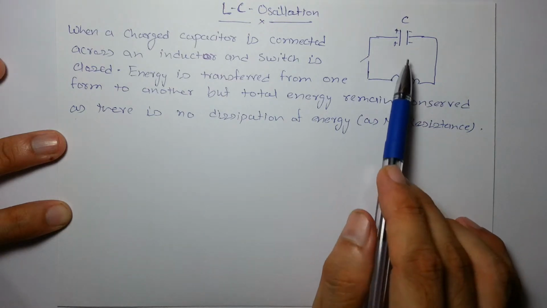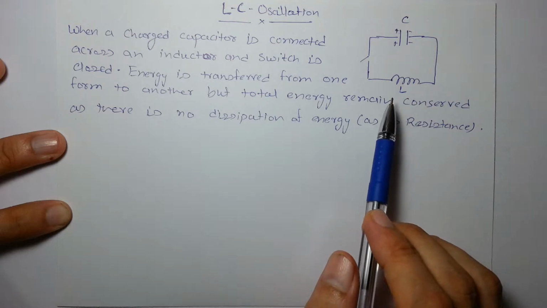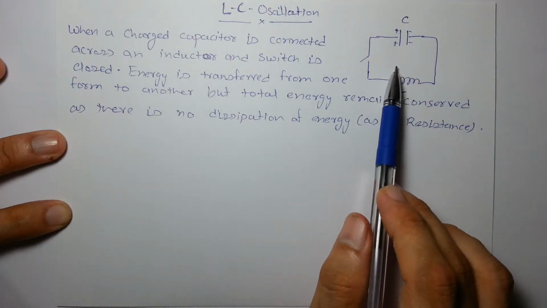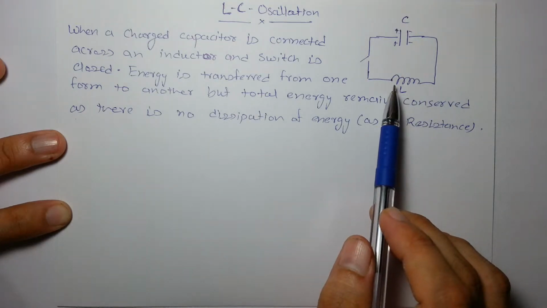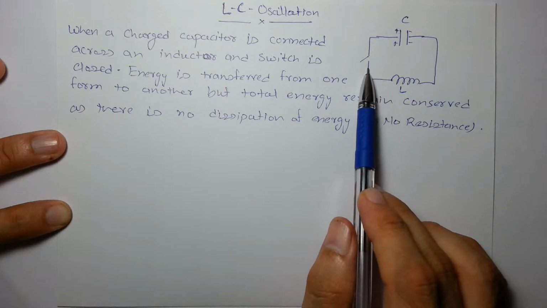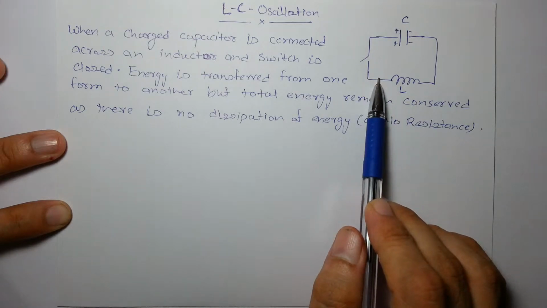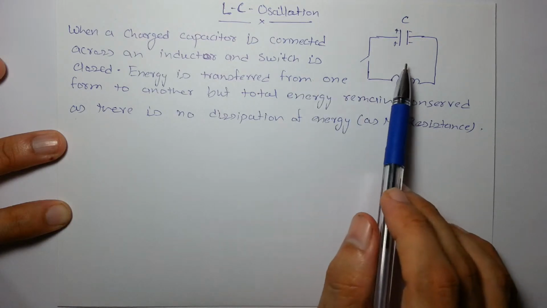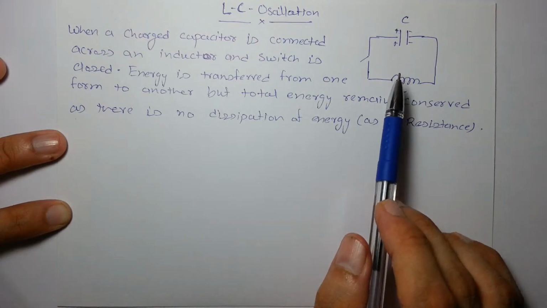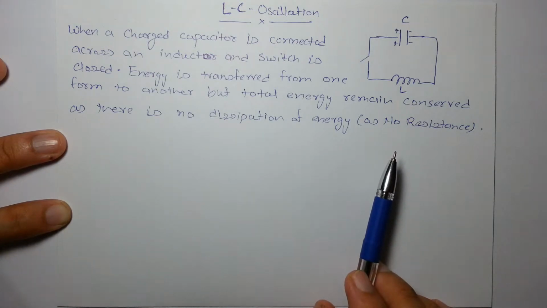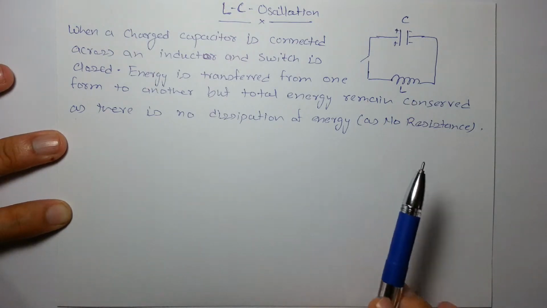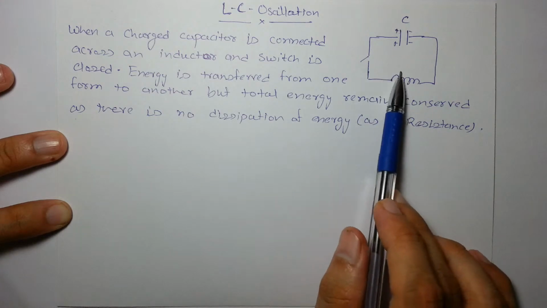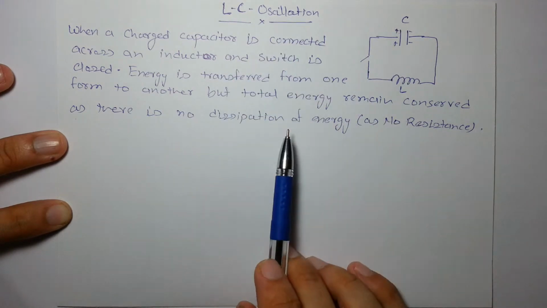form, and this oscillation of energy takes place continuously, but the total amount of energy remains the same at any instant because there is no energy dissipative element, which is resistance, present in the circuit. So if there is no resistance, the energy will continue to oscillate forever with the total energy being constant. That type of oscillation is called LC oscillation.